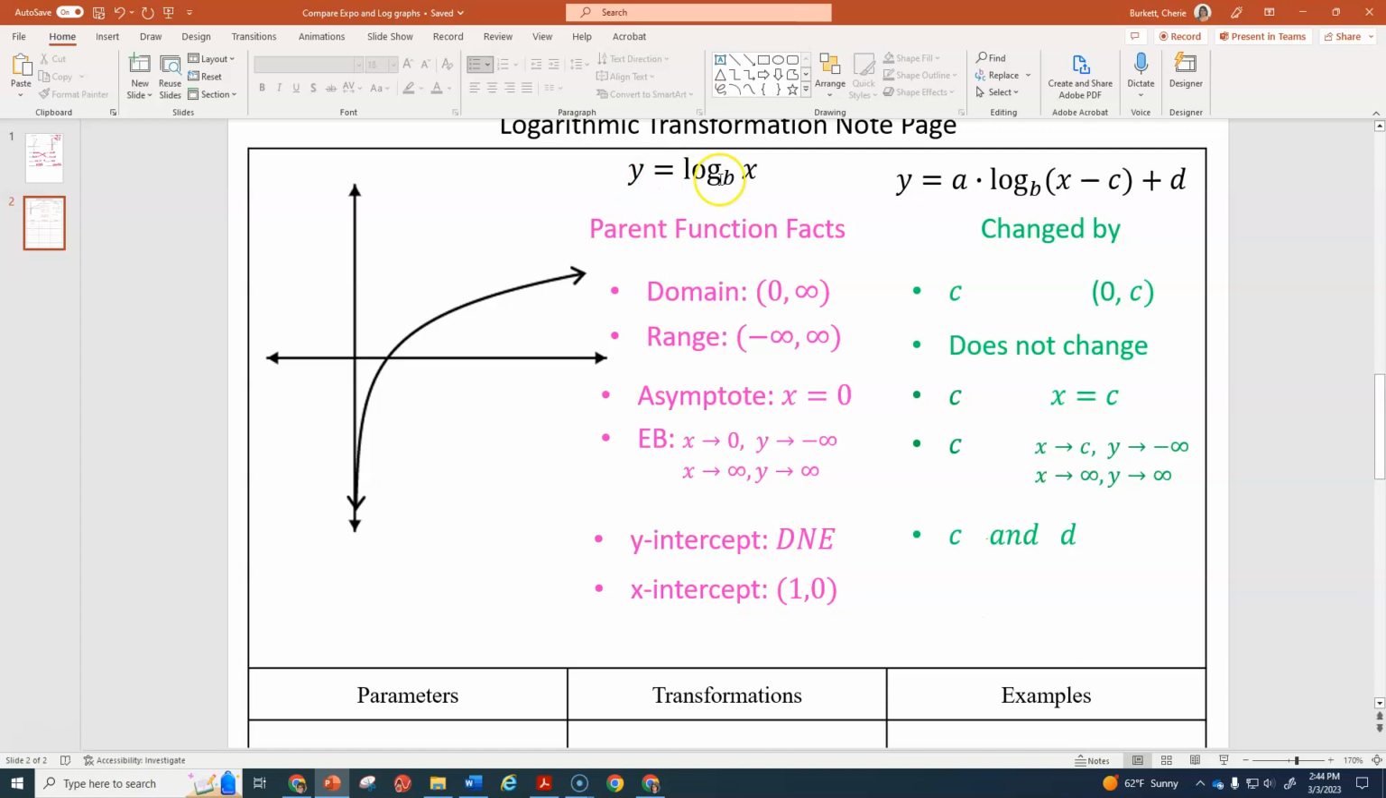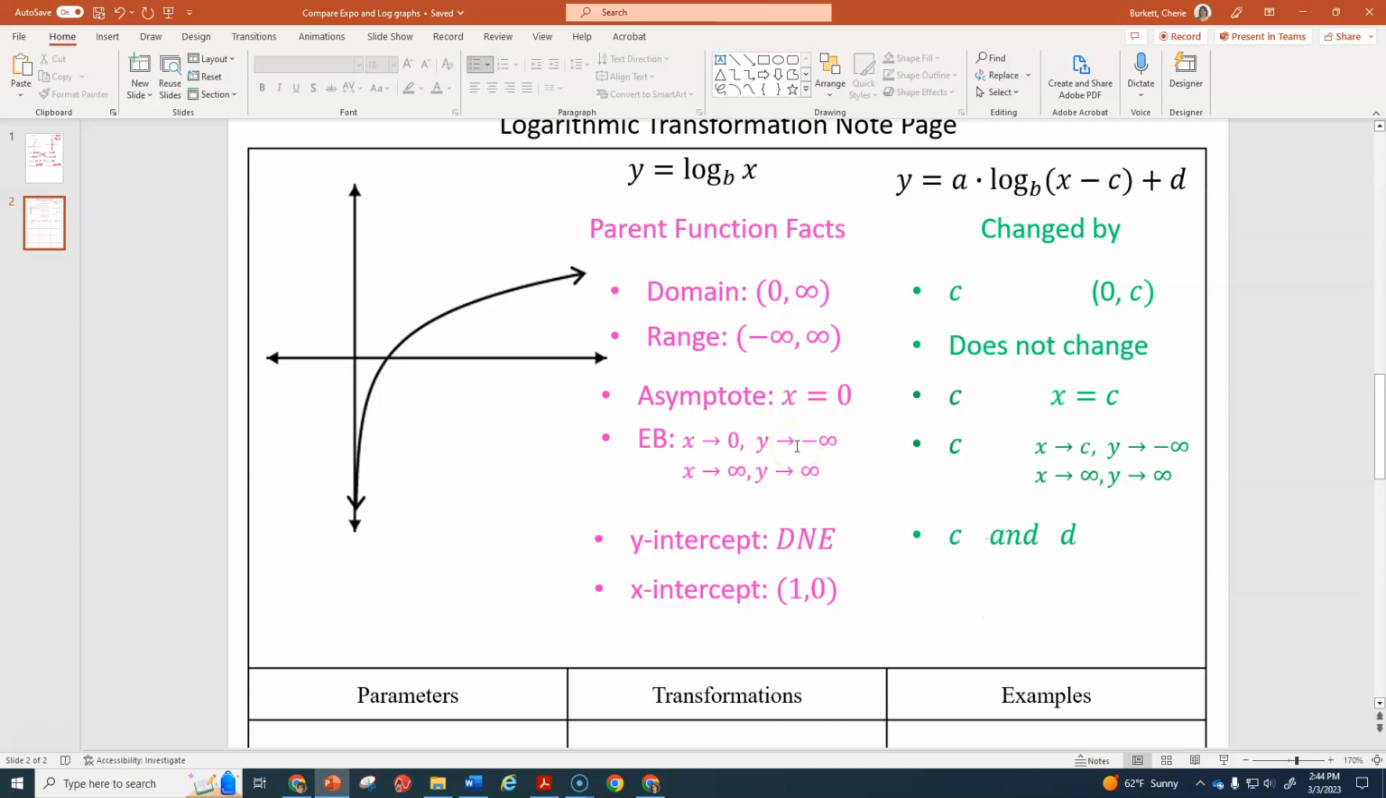We didn't talk about the fact that the parent function does not have a y-intercept because the y-axis is the asymptote, so it's never going to touch it, but it does have an x-intercept, and that x-intercept is 1. The thing that's different about log transformations compared to exponential transformations is that C is just about the only thing that causes changes in your domain. Range does not change, but your domain, your asymptote, and your end behavior do.